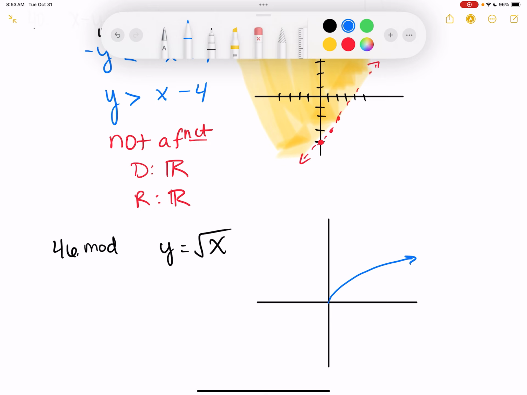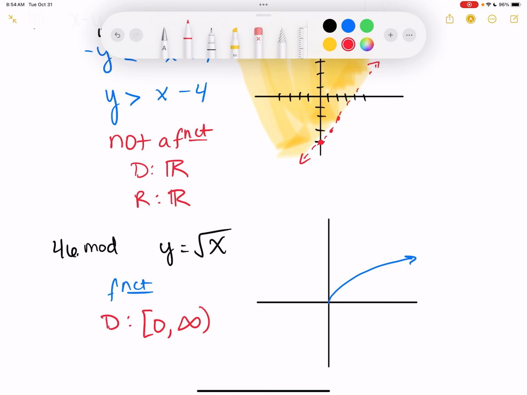So would this be a function? Yes, it passes the vertical line test, so this is a function. The domain of this would be what? What x values does this take on? The positive ones. Yep, 0 and we can include 0 because it starts there and 0 is acceptable to have inside there. So 0 to infinity.